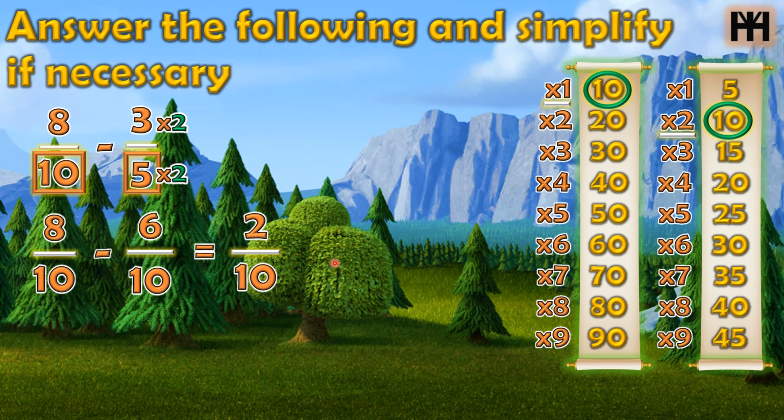Are we done here? No, not yet. We need to simplify it. Okay, it's 2 and it's 10. So, 2 and 10 both are even, so we can divide both of them by 2. So it's 1 over 5.